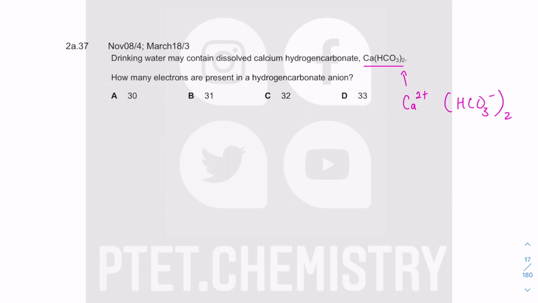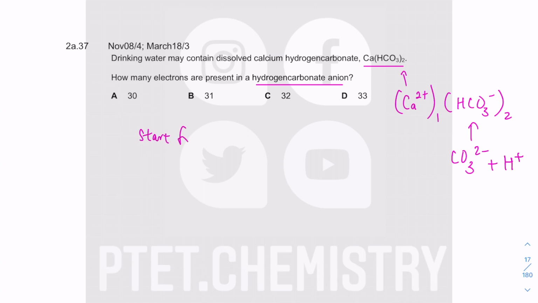Minus 2 cancels out the charge of 1 calcium 2+, and you also know that CO3 2 minus plus H plus will give you HCO3 minus, because carbonate 2 minus plus 1 gives you minus 1. You get hydrogen carbonate. This is carbonate, this is proton. The two add together to give you the hydrogen carbonate anion. How many electrons are present in a hydrogen carbonate anion?